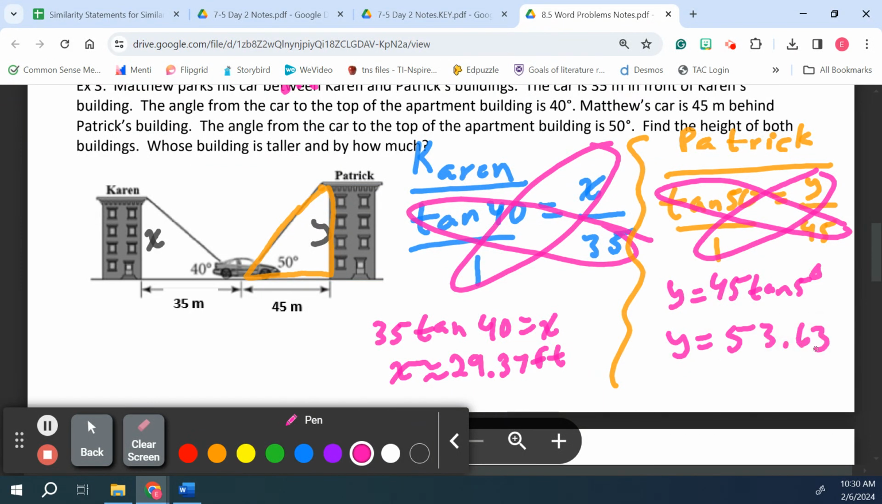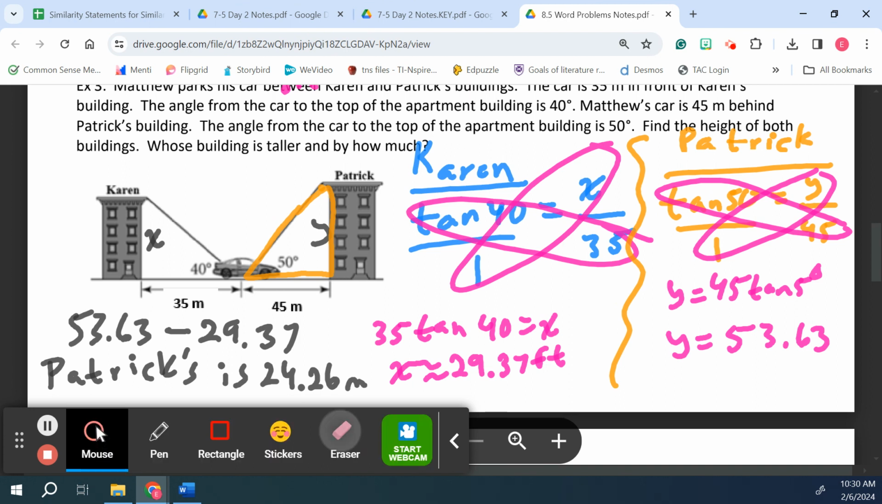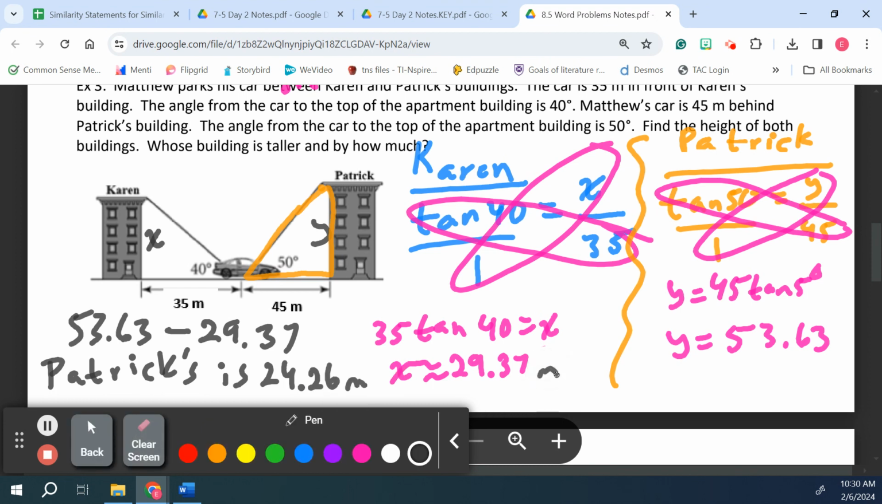53.63. Okay, so we know Patrick's is bigger, but they want to know by how much. So we're going to take 53.63, subtract 29.37 from it. So therefore, Patrick's is 24.26 meters taller. Wait, I thought this was in feet. Or is it meters? Oh, it is meters. Whoops. My apologies. I thought it was feet. So there's our final answer.